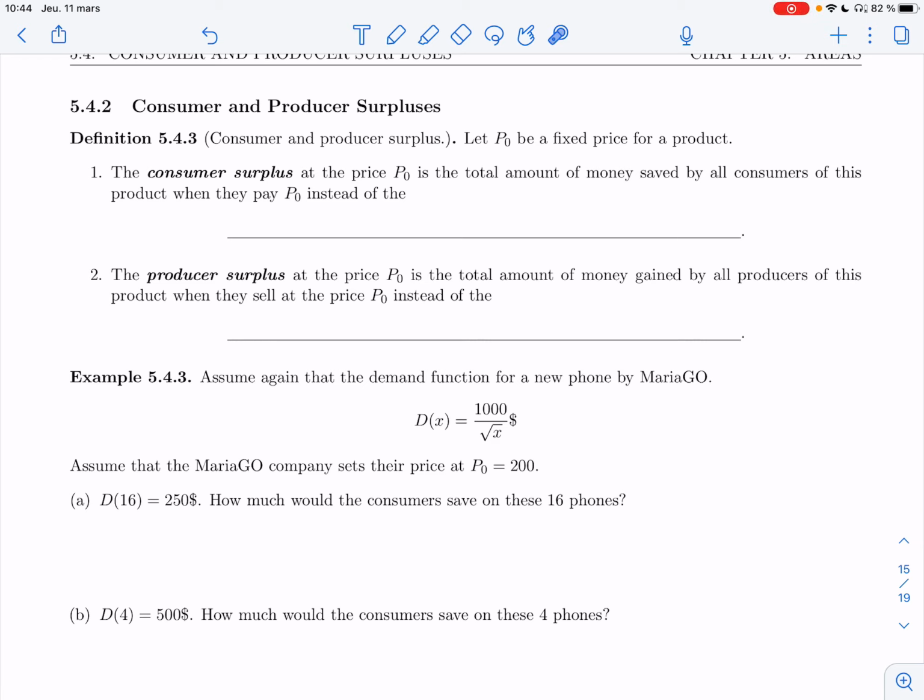All right, in this section, we'll be actually defining and computing consumer and producer surpluses. So let's first define them. Definition 5.4.3, the consumer and producer surplus. Let P0 be a fixed price for a product.